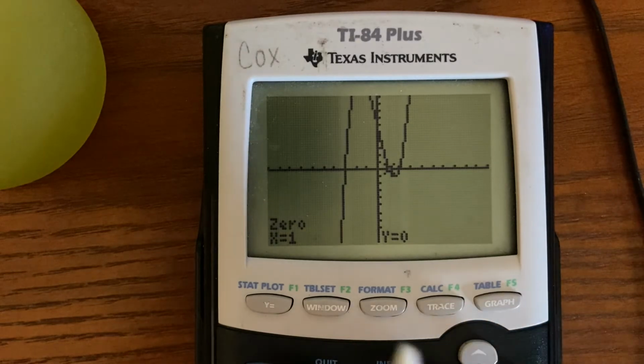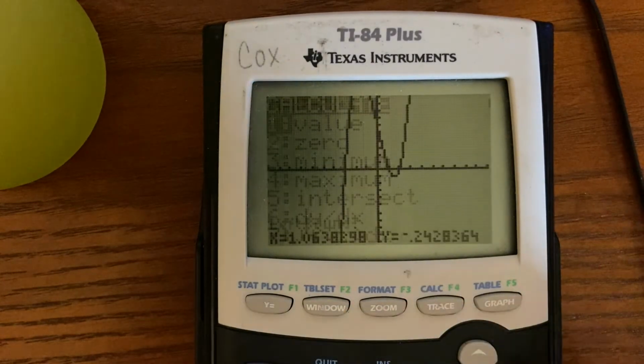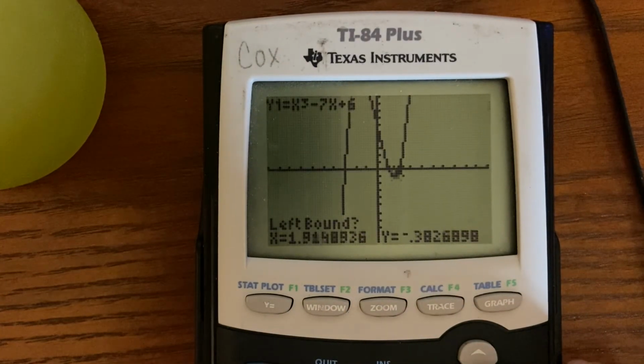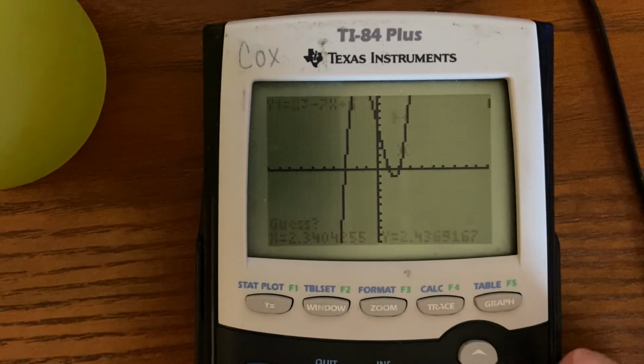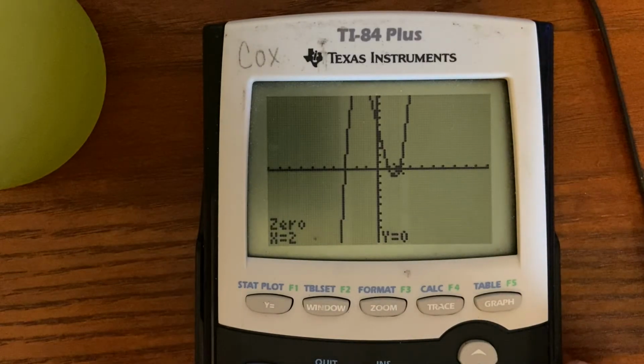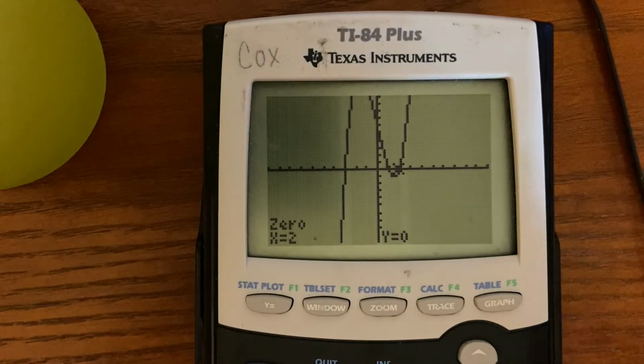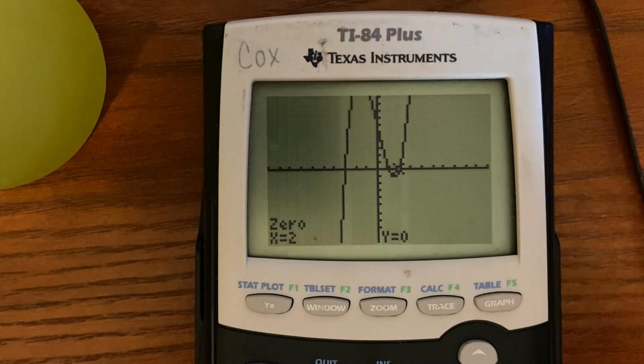I'm going to do this one more time. Get my last 0. Negative. That one that's positive. Don't guess. And I get another one at 2. So that's how you would find the zeros using your calculator.